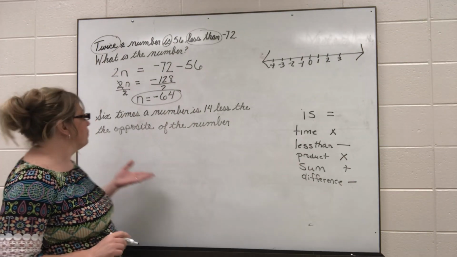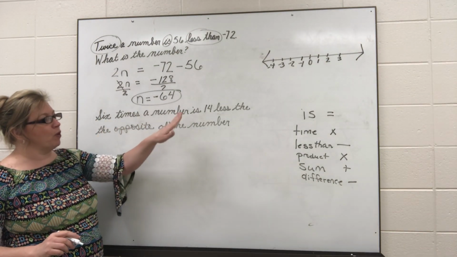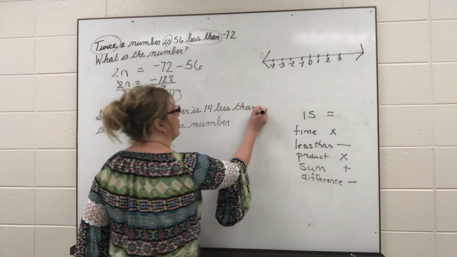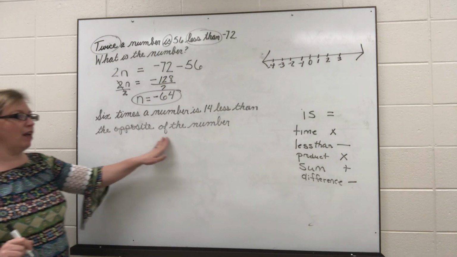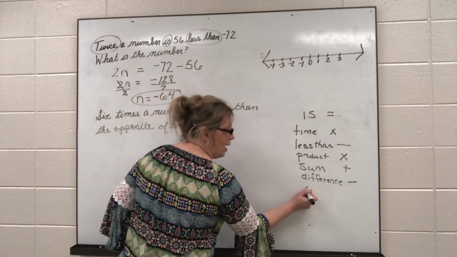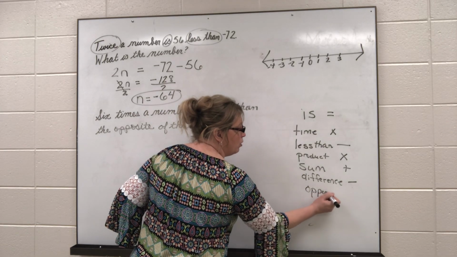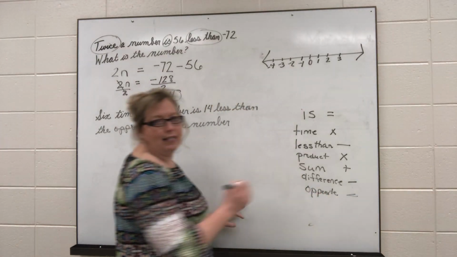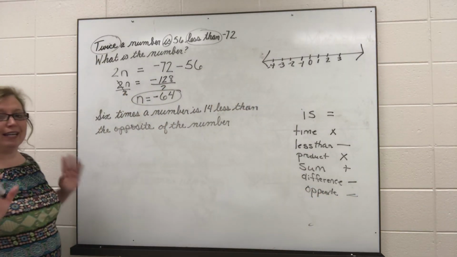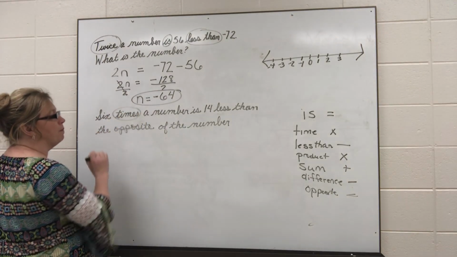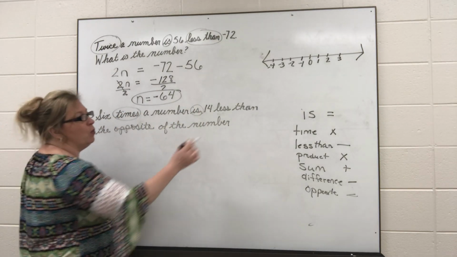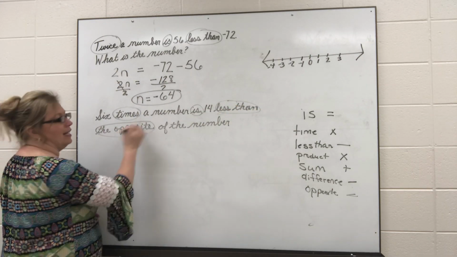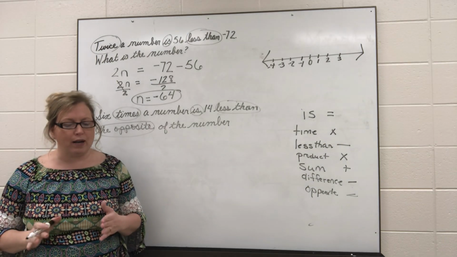Let's try another one. 6 times a number is 14 less than the opposite of the number. Now let's go over here and write the word opposite. When I write the word opposite, what does it mean to do? It means make it negative, okay? So let's go look for our key words first. We have times, we have the word is, we have the words less than, we have the words opposite, okay? These are key words in writing our equation.